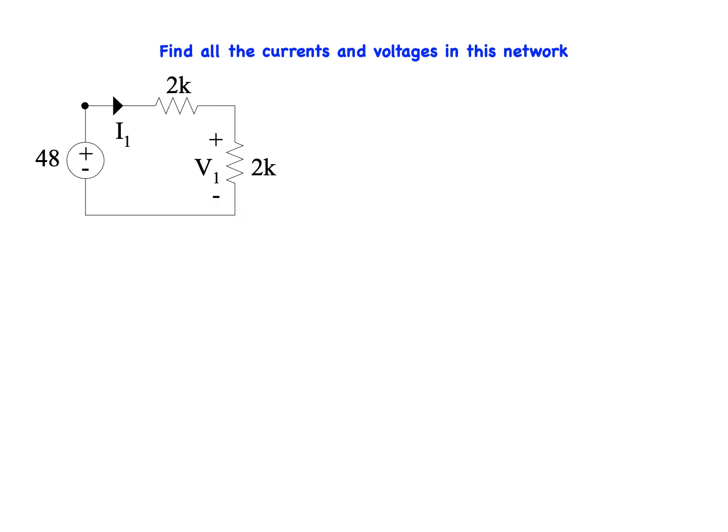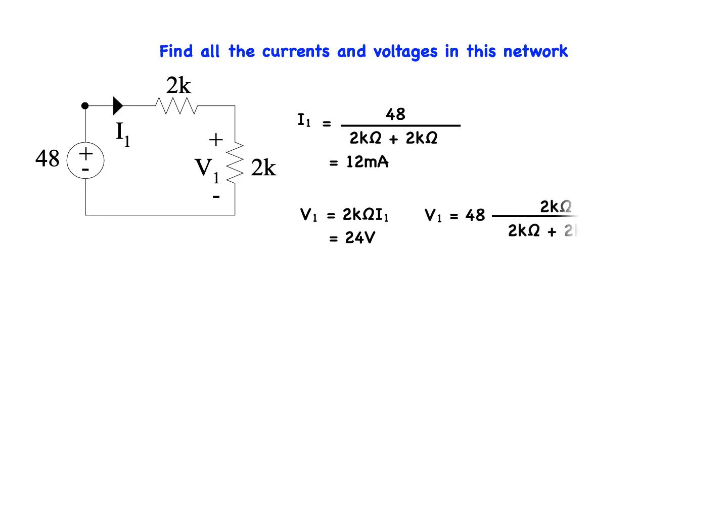Now, I1 and V1 can be easily obtained using Ohm's law. I1 is equal to 48 divided by the series resistance of 2K plus 2K, which is equal to 12 milliamps. And using Ohm's law, V1 is equal to 2K ohm times I1, or 12 milliamps, which is equal to 24 volts. Or you could use voltage division to obtain the same answer. Either way, V1 is 24 volts.